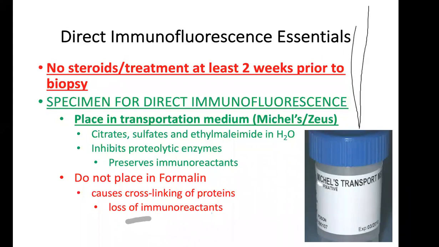So the specimen that's put in Michel's transport medium, which has other names such as Zeus medium, is essentially a transport medium. It preserves the proteins as they are. Michel's fixative is a combination of citrates, sulfates and N-ethylmaleimide in water. It should be stored in a refrigerator in your laboratory because it degrades pretty quickly. And it's also important to get the Michel's fixative with the tissue immediately.